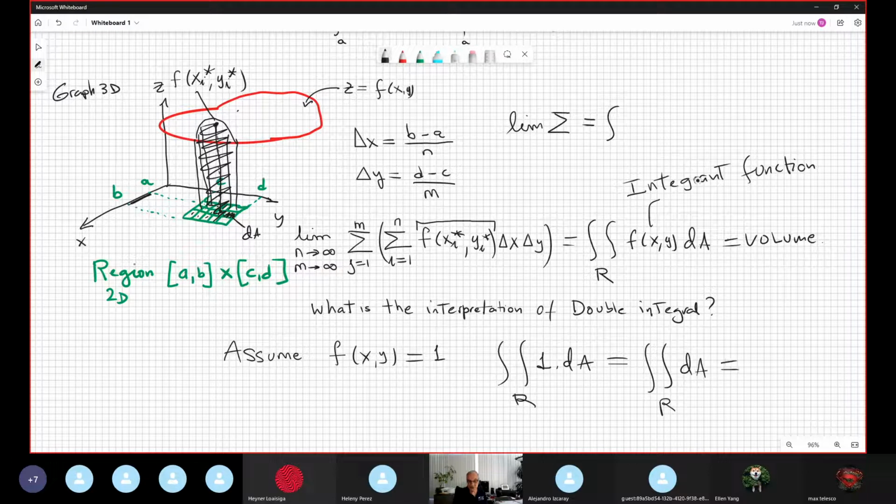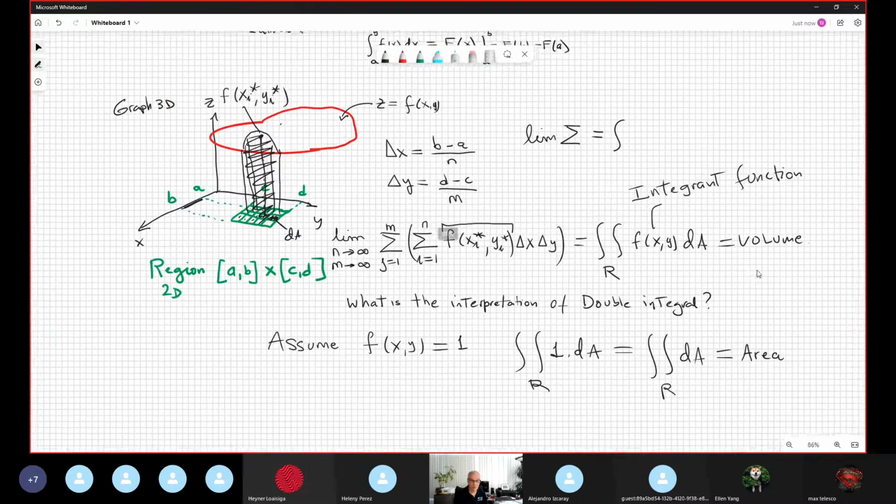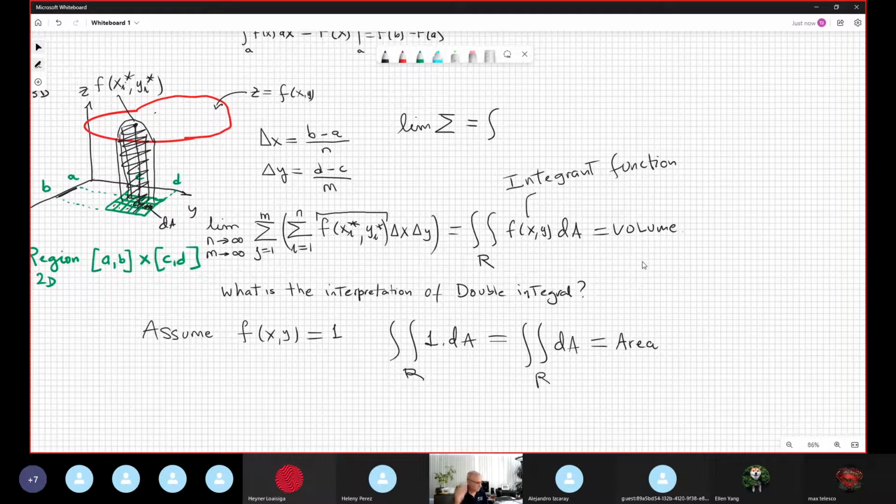Now, what is the interpretation of this? I suppose that the interpretation of this is the area, no? Yes or no? Makes sense? Makes sense, guys? Okay, makes sense. Then definitely I don't understand anything. Is it volume or is it area? The meaning of the double integral.